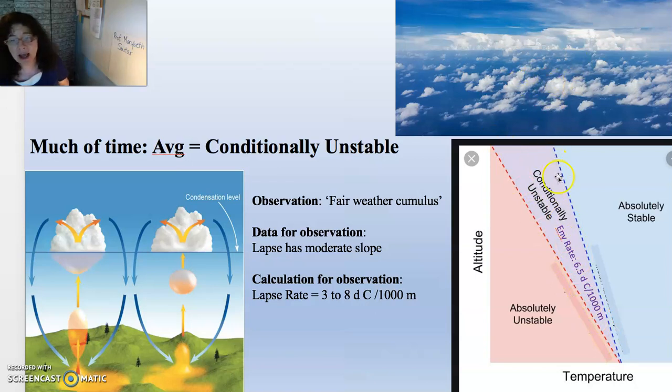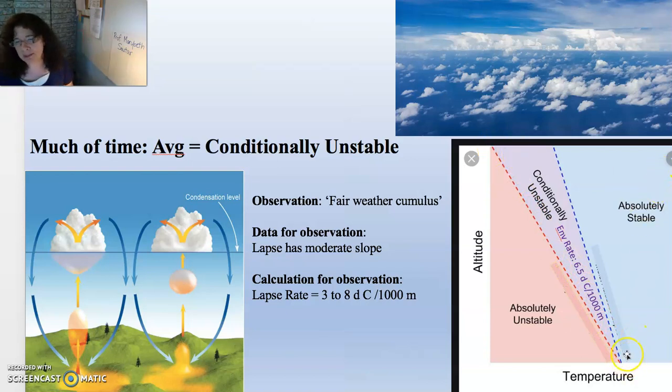When we look at the data, we'll see lapse rates in this wedge. The average is at about 6.5 degrees Celsius per 1,000 meters. That has a moderate slope to it. When we do the calculations for these slopes, we can see anywhere from about a 3-degree drop per 1,000 meters to about an 8-degree drop per 1,000 meters on the other side.